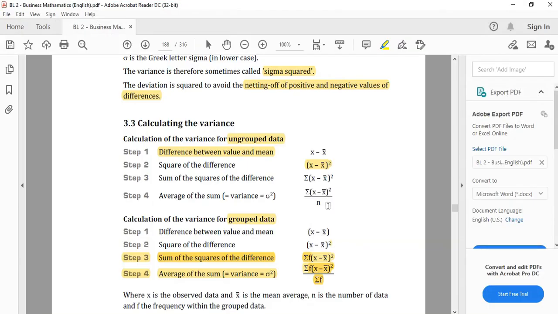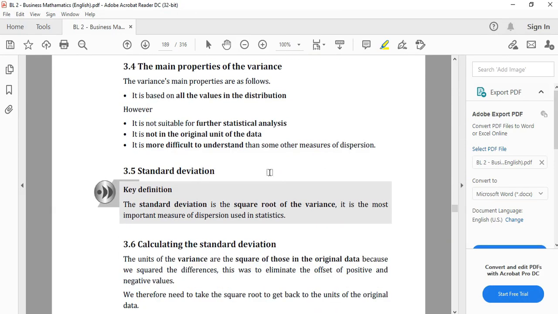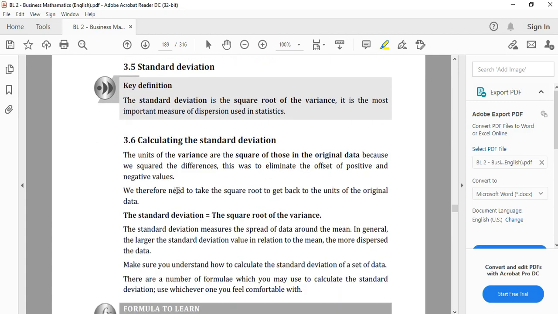Now the main properties of such variances: it's mainly depending on values in the distribution, but not suitable again for further statistics, and it's not in the original unit of data and a bit more difficult to understand. That's why they came to another method called the standard deviation. Standard deviation basically is the square root of the variance and the most important measure of dispersion in statistics.